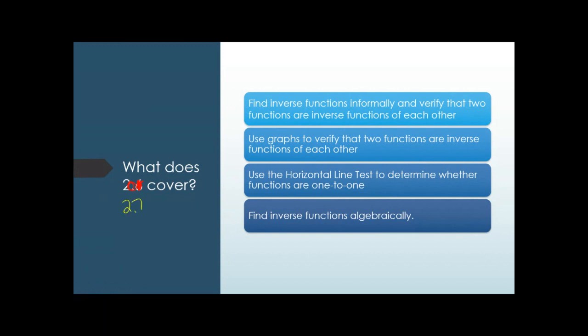2.7, there we go. So 2.7 covers finding inverse functions informally and verifying that two functions are inverse functions of each other. Using graphs to verify that two functions are inverse functions to each other. Using the horizontal line test to determine if functions are one-to-one, would they have an inverse, and then finding inverse functions algebraically. So I'm going to do a brief overview of the definitions, but my examples are going to focus on finding inverse functions algebraically.